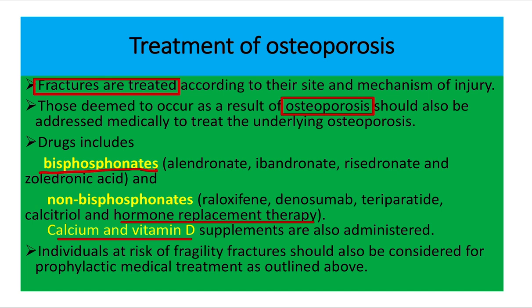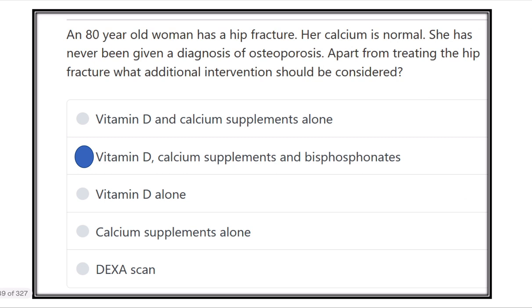Individuals at risk of fragility fracture should also be considered for prophylactic medical treatment. That means a patient suspected of pathological fracture, where a very small fall or very little trauma causes a fracture, in this condition we also give prophylactic treatment. So our patient is 80 years old, blood calcium normal, never diagnosed with osteoporosis, but there is a hip fracture. That means it is a pathological fracture.